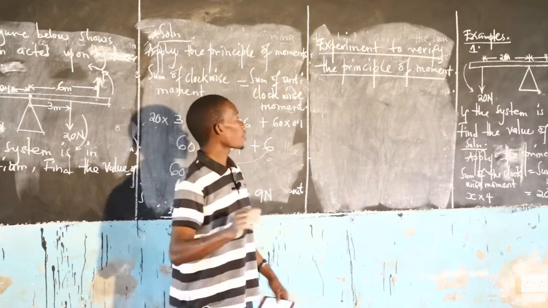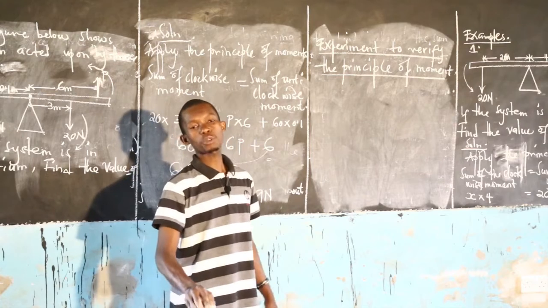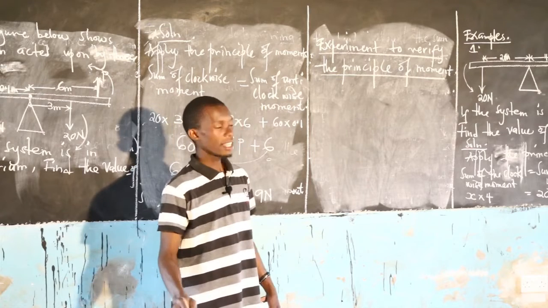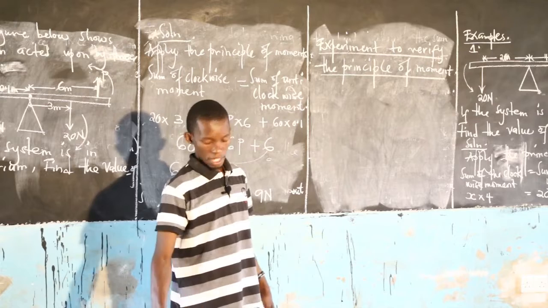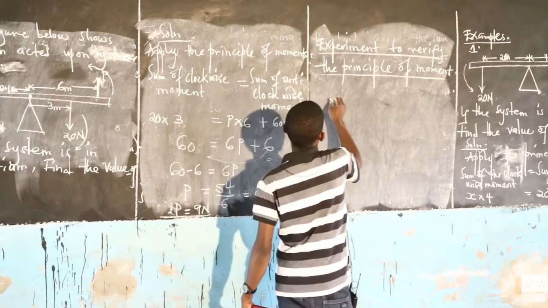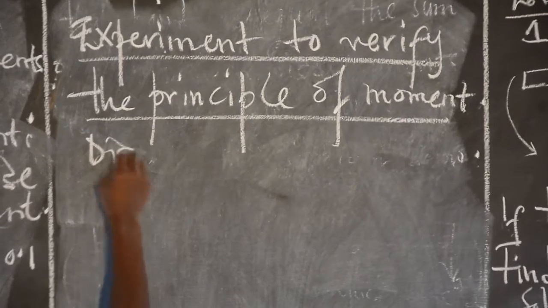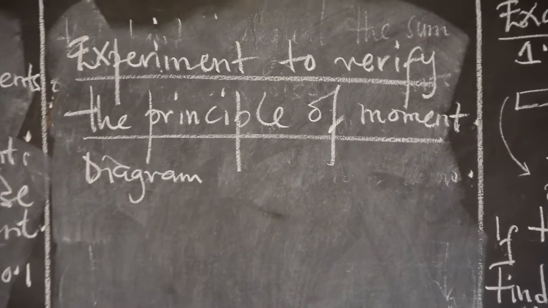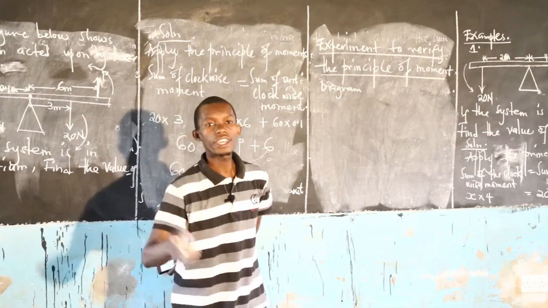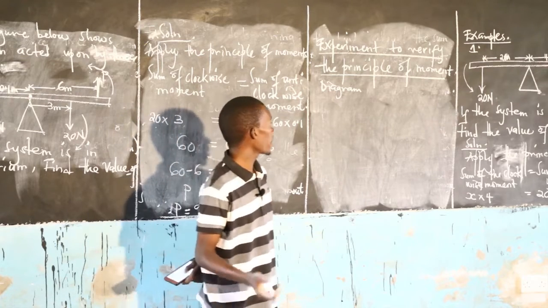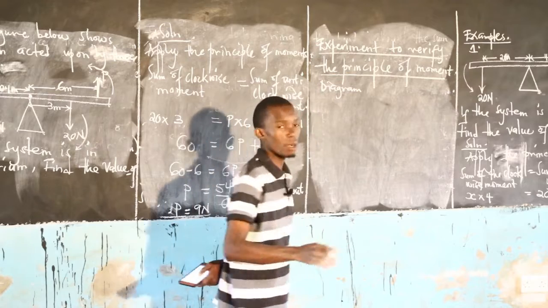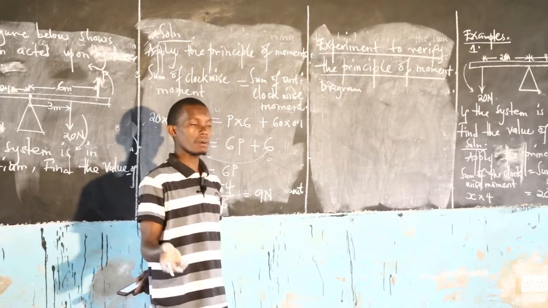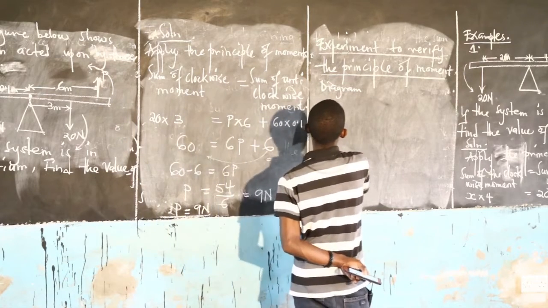In this experiment, you should get to know that you are not going to carry it out practically, but theoretically. Now here, when you are carrying out this experiment, you should get to know that when you start with the diagram, you are free. If they say describe an experiment, you can describe without a diagram. But if they say with the aid of a diagram, describe an experiment to verify the principle of moments, here they need to verify the clockwise is equal to the anti-clockwise moment. So what you get to know, the diagram is here.